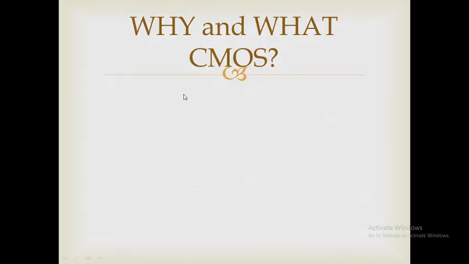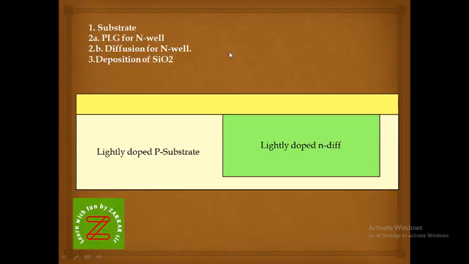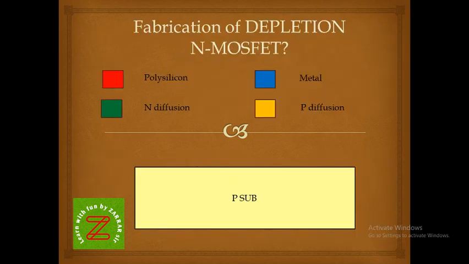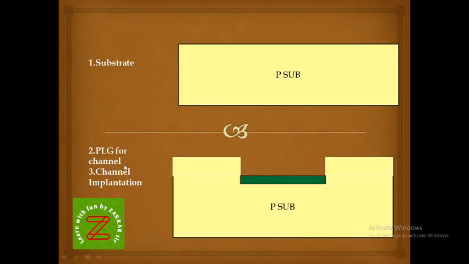In the next video I will be explaining what CMOS is, so we'll continue with CMOS. So I'll quickly revise what we have already studied. There are only two steps that you need to remember: one is PLG for channel and the other is channel implantation. So hope you have understood the concept of this video.